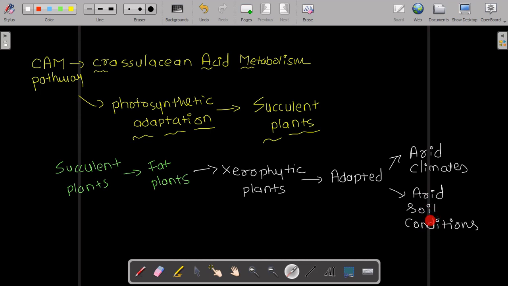In arid climates and arid soil conditions, these succulent plants or fat plants grow and they show a photosynthetic adaptation which is known as CAM pathway, crassulacean acid metabolism.